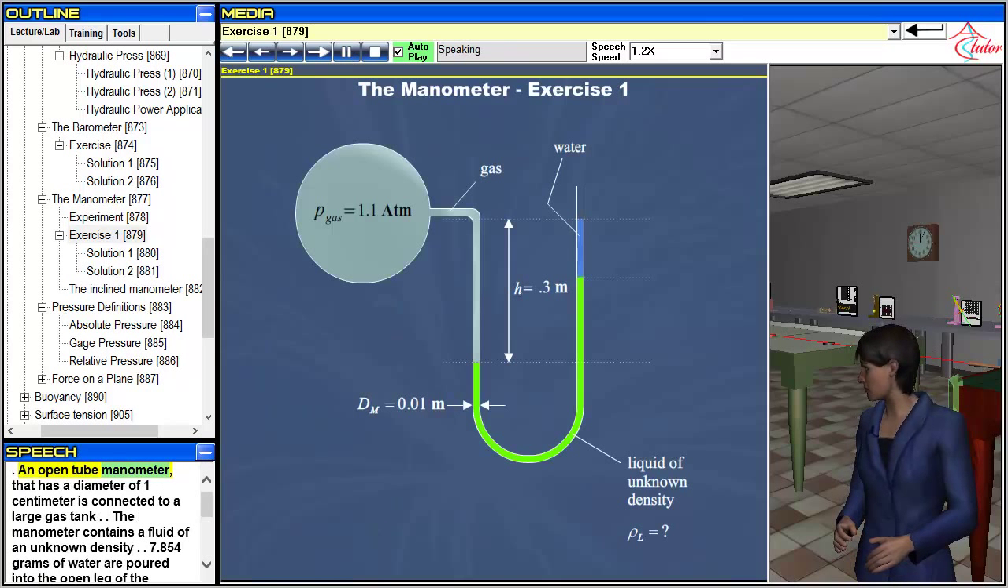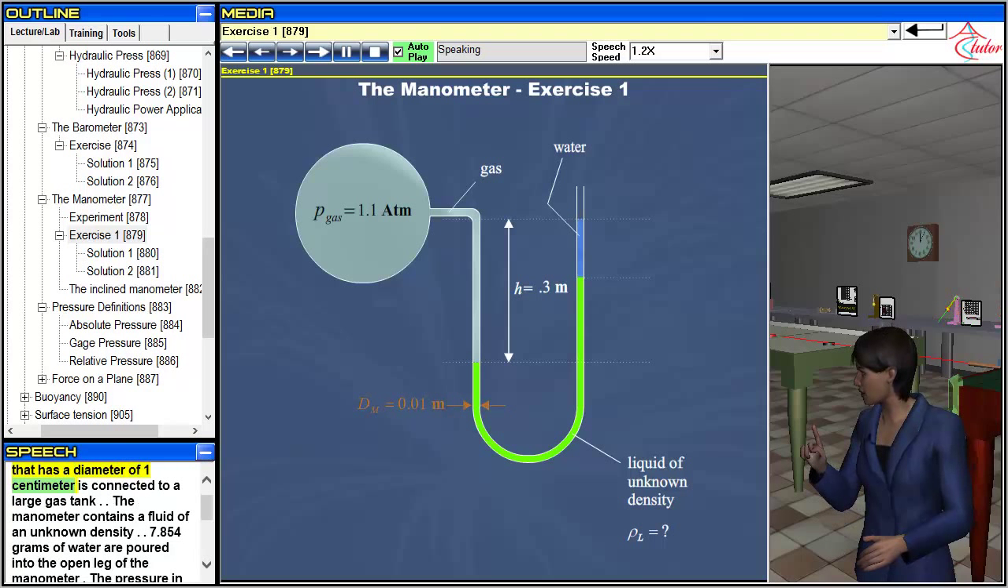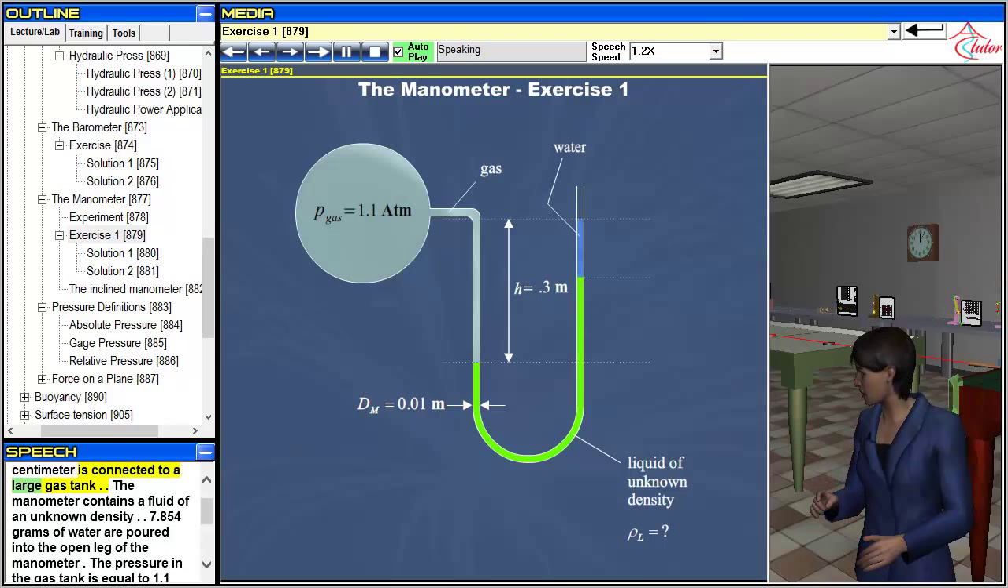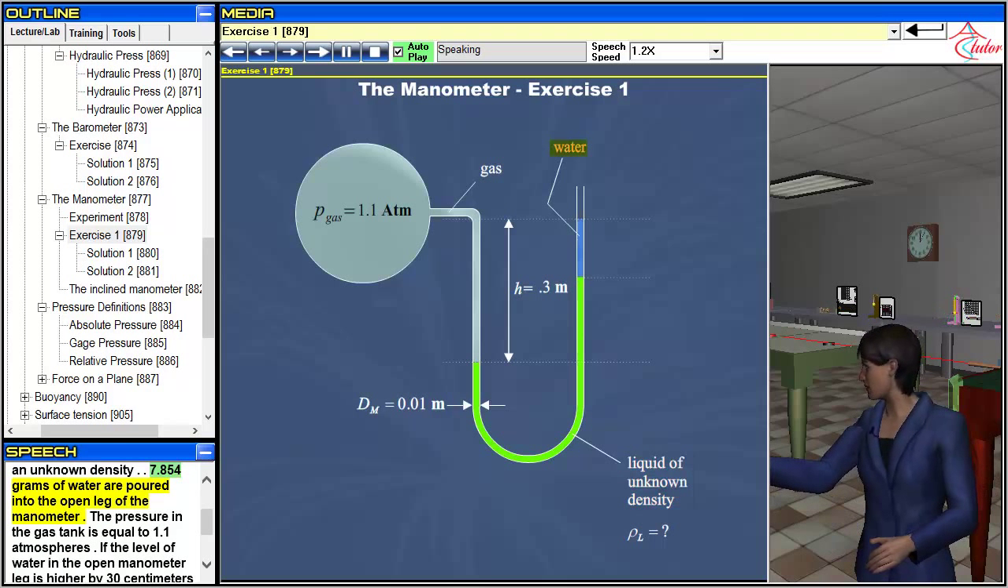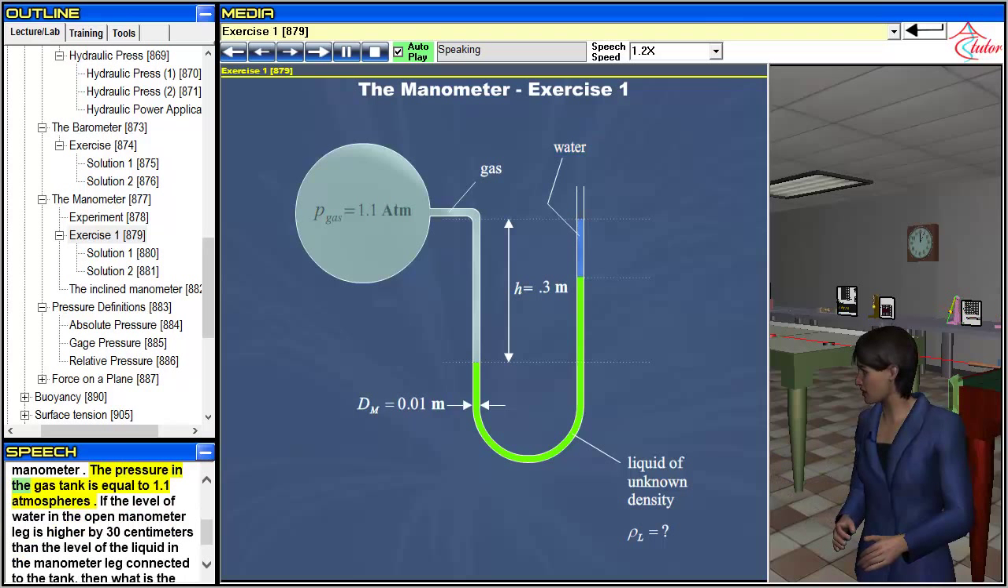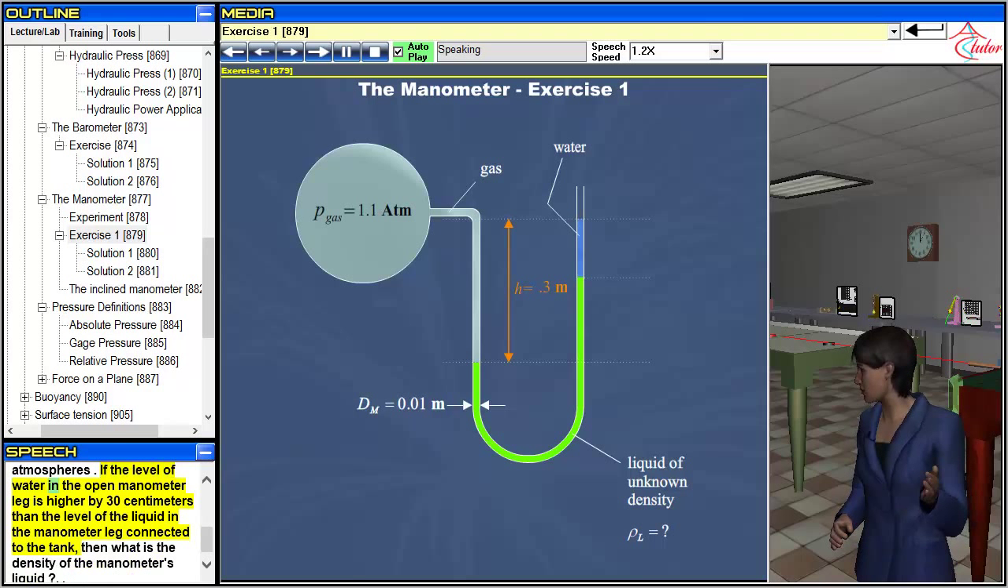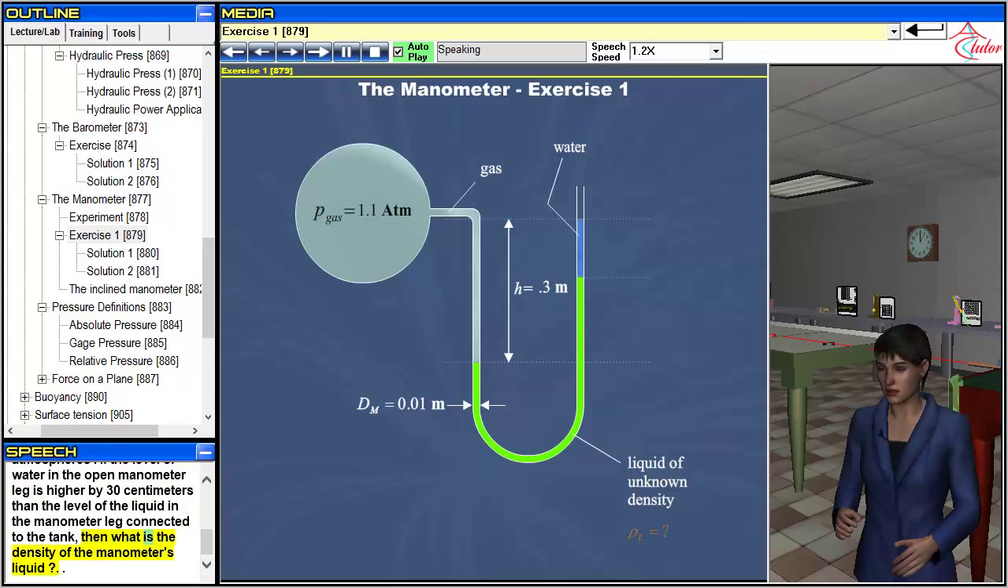An open tube manometer that has a diameter of 1 centimeter is connected to a large gas tank. The manometer contains a fluid of an unknown density. 7.854 grams of water are poured into the open leg of the manometer. The pressure in the gas tank is equal to 1.1 atmospheres. If the level of water in the open manometer leg is higher by 30 centimeters than the level of the liquid in the manometer leg connected to the tank, then what is the density of the manometer's liquid?